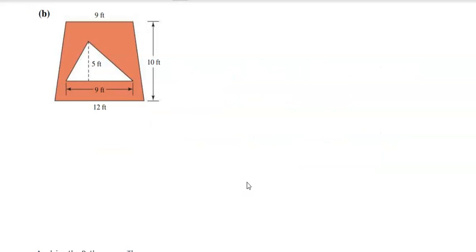Okay, I'd like for you to try this one. You're going to need the area of a trapezoid and the area of a triangle, so I'm going to give you those. The area of a trapezoid was in one of the previous sections, and it is 1/2 (a plus b) times the height. In other words, the average of the top and the bottom, times the height. And the area of a triangle is 1/2 base times height. Why don't you give this a shot?